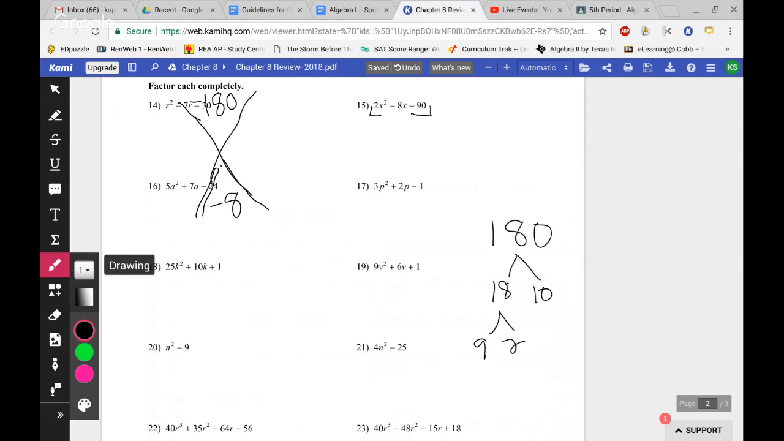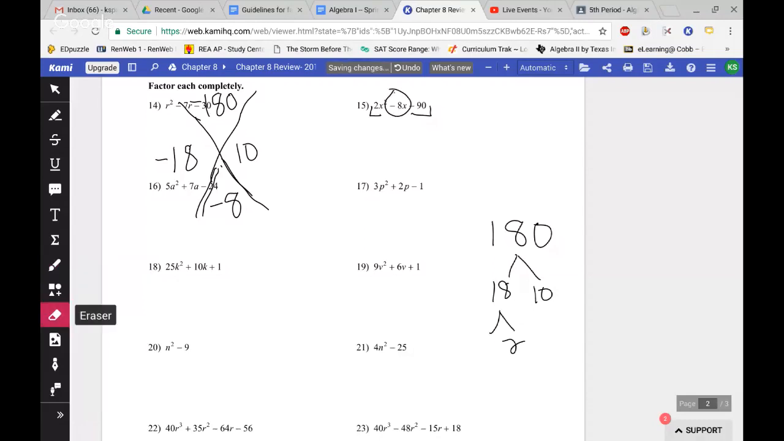Which one of the two would need to be bigger? It would be negative 18. The negative 18 would have to be bigger because this term right here is negative. So you like the Xbox better than grouping? Yeah. Okay.